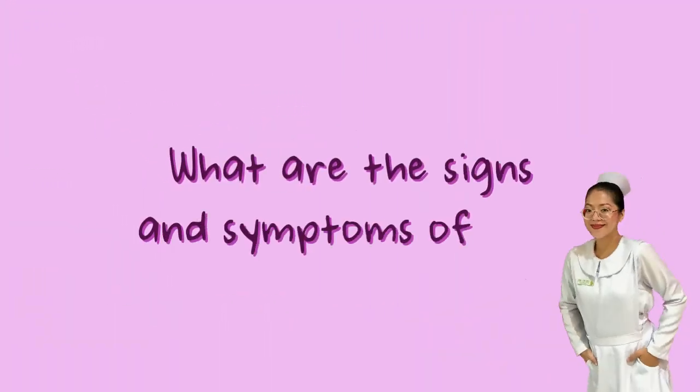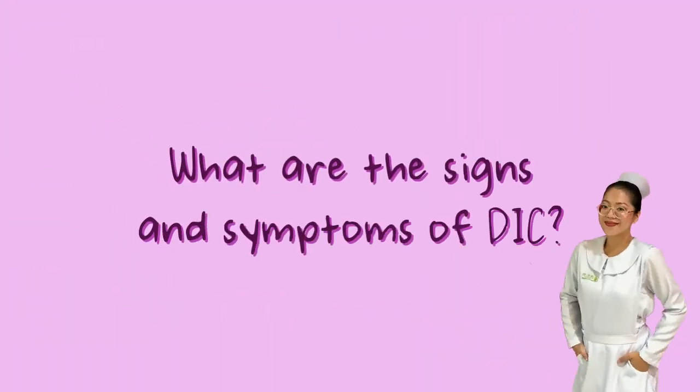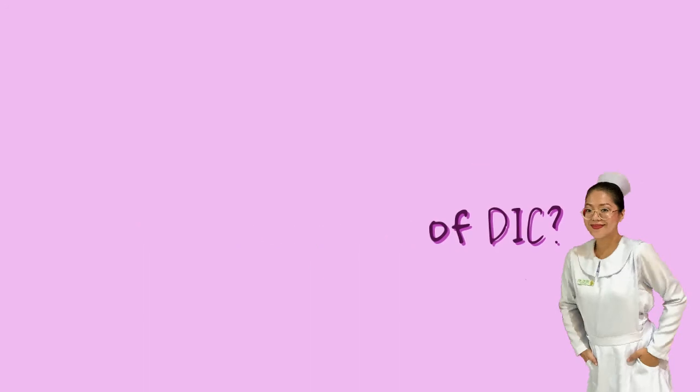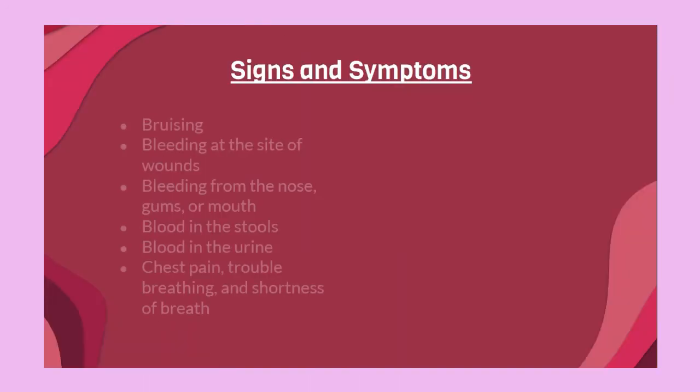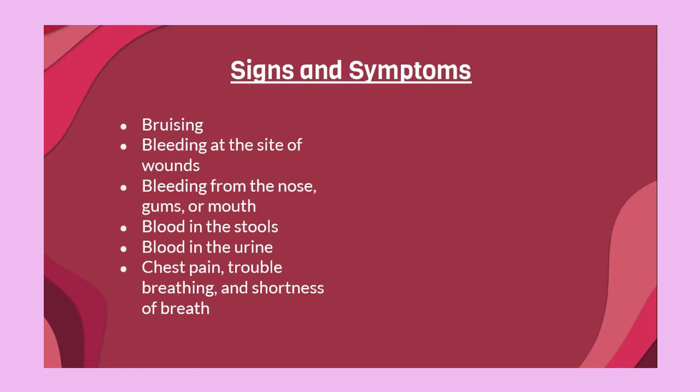Next, what are the signs and symptoms of disseminated intravascular coagulation? So there are a lot. I will just be enumerating each one of them. First is bruising. This may appear easily and often in various areas as small dots or larger patches. Next is bleeding at the site of wounds. This is from surgical cuts or from placement of needles. Next is bleeding from the nose, gums, or mouth, including when a patient brushes their teeth.